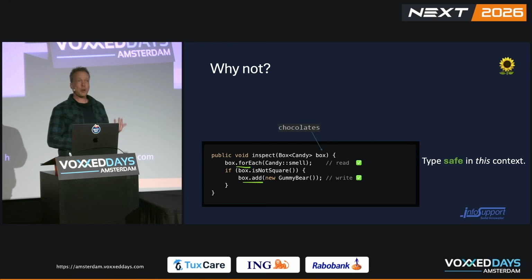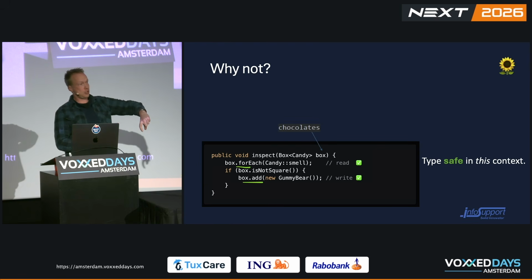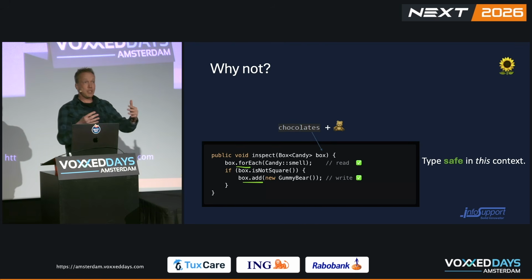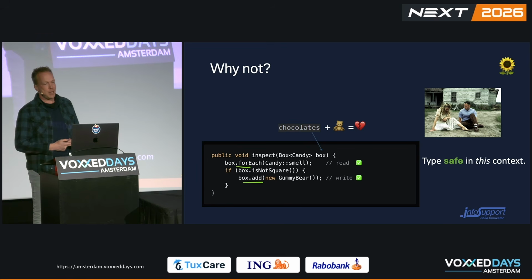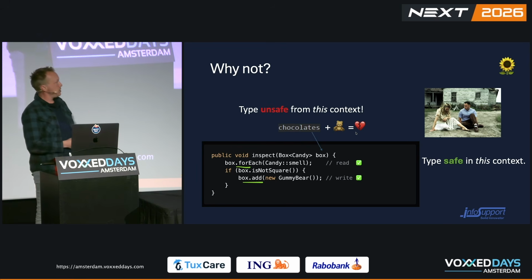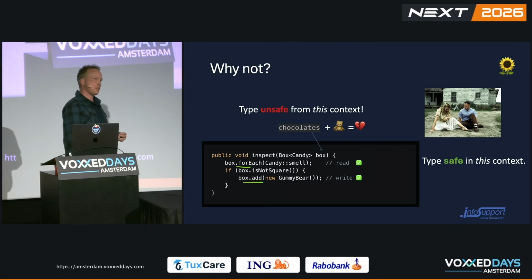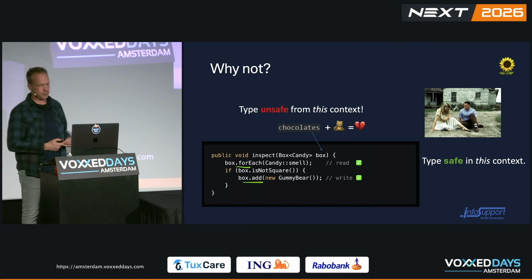But if we were allowed to pass a Box of Chocolates to it, then a Gummy Bear could get added in a Box of Chocolates. So that would lead to a lot of heartbreak, and that's not what we want. So this is type unsafe from this context, and if it were allowed, it would break type safety, and that's not what we want.